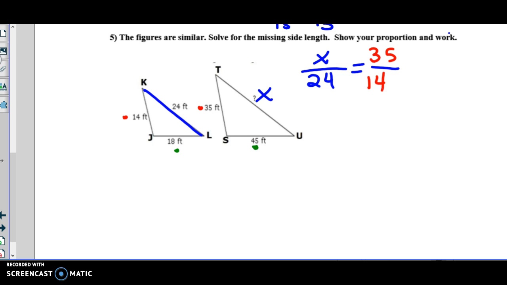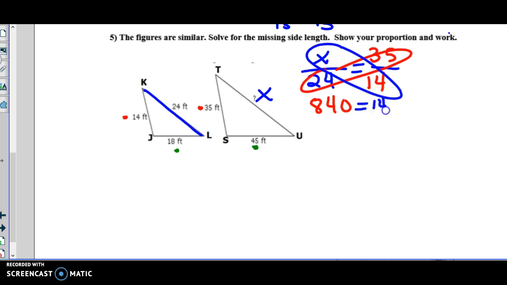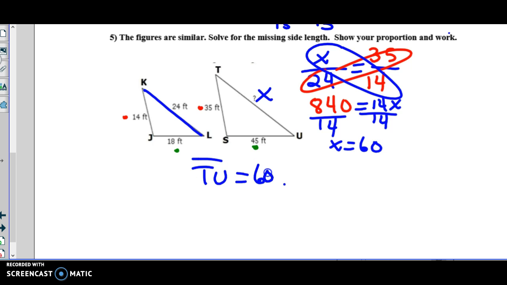Now let's solve the proportion. When I multiply 35 and 24, I get 840. And then when I multiply x times 14, of course, that is just 14x. Now I need to divide both sides by 14. And when I do, that gives me x equals 60. So that means the measure of side TU equals 60 feet. All right, in this lesson, we learned how to solve for missing side lengths in similar figures by using a proportion.